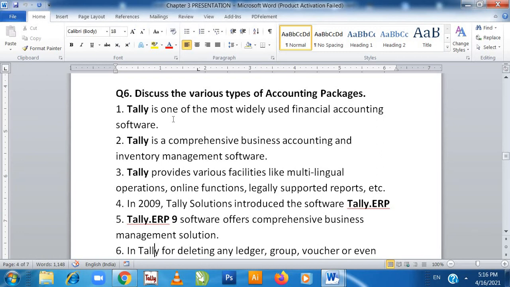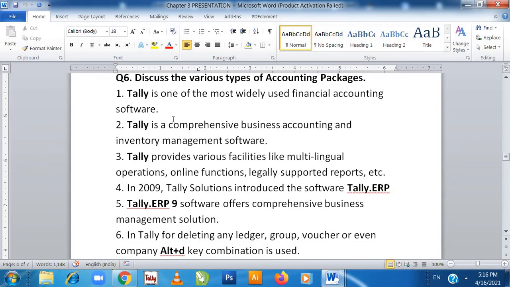Then online function, so that through the internet also you can work with your Tally software, thanks to ERP, and legal supported reports also it provides. Now in 2009, Tally Solutions introduced the software Tally Enterprise Resource Planning, along with accounting and inventory management software, including multilingual online function. It supports ERP also, and Tally ERP software comprehensively provides a complete business solution.